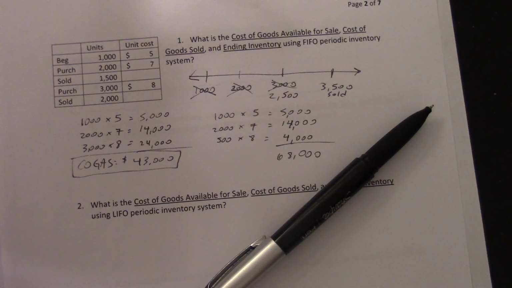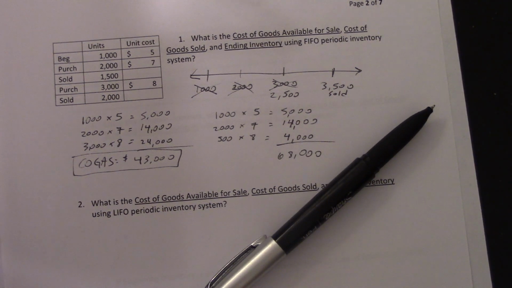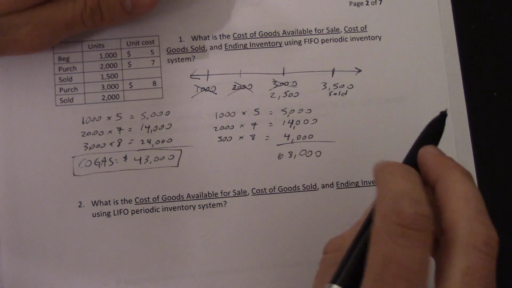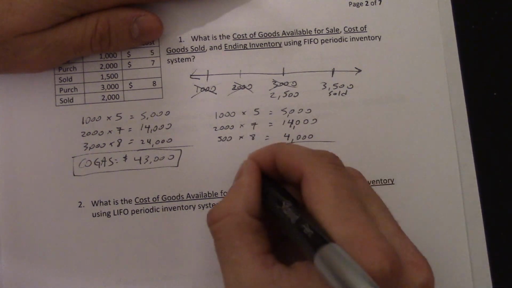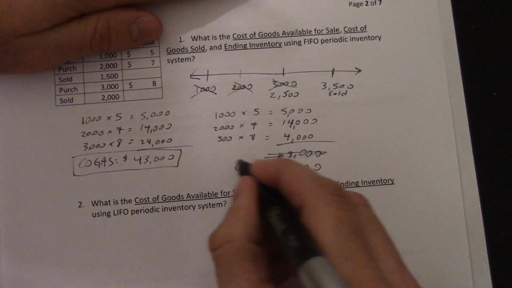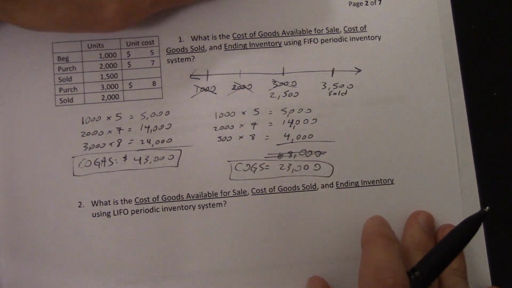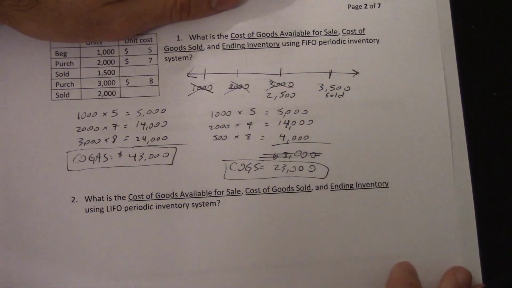Let's see. 500 times 8, 4,000. 3,000 times 8, 24,000 plus 14. 5 plus 14 plus 4. Oh, this is 23,000. So our cost of goods sold is $23,000 if you add all those up.